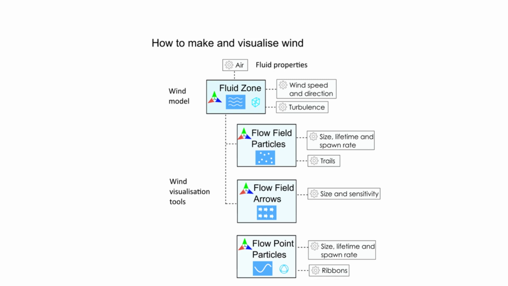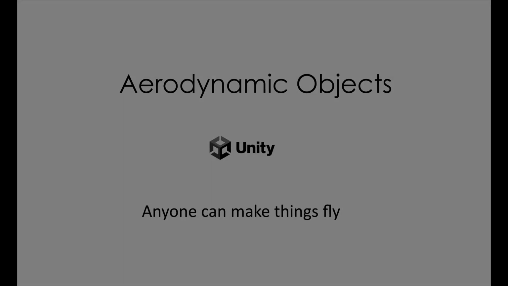We started off with the flow point particles. So that's your kind of smoke wand, where you can see smoke coming from a point in space. Then we looked at flow field arrows, which fill the volume of the fluid zone with arrows that move according to what the mathematical model of the wind is. And then finally we saw flow field particles, where you can fill the volume with particles, and that's particularly useful if you want to visualize what turbulent flow is doing.